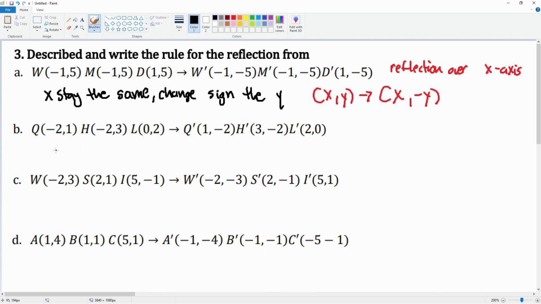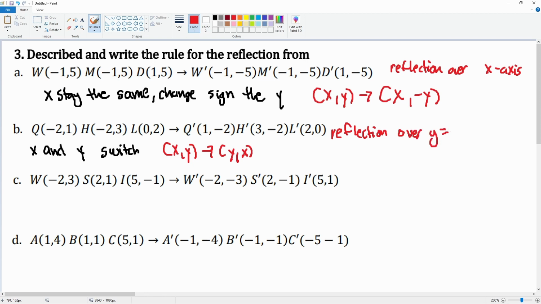Let's look at B here. It goes from -2, comma 1. So this looks like the X and Y switch, but nothing happens to the sign. So this rule says X comma Y arrow will be Y comma X. When it flips, this is a reflection over Y equals X.